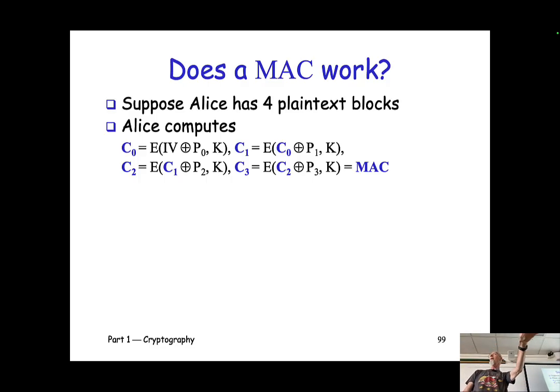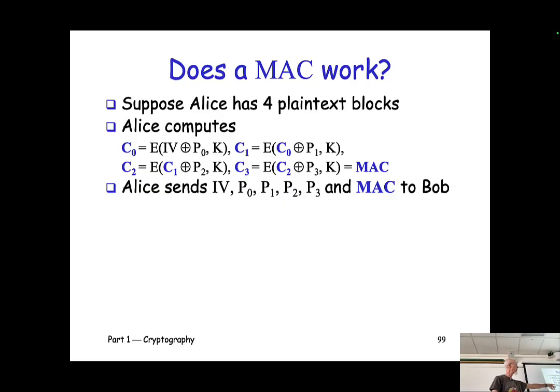And what's she going to send to Bob? What do we send to Bob? Send the IV. He has to have the IV. He already knows the key. Don't send the key. We don't want Trudy to get that. What else? No, we're not sending ciphertext. Just send the plain text. Send the IV, P0, P1, P2, P3, and the MAC. Okay, the MAC is serving as the checksum here. So that's what Alice sends to Bob: IV, P0, P1, P2, P3, MAC.